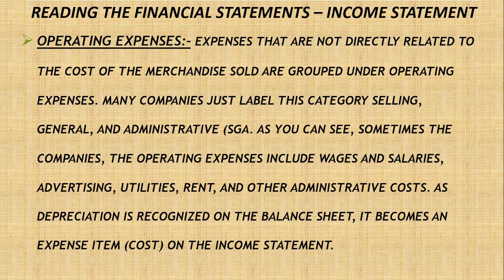Operating expenses. Expenses that are not directly related to the cost of the merchandise sold are grouped under operating expenses. Many companies just label this category selling, general and administrative, that's simply SG&A. As you can see, sometimes the operating expenses include wages and salaries, advertising, utilities, rents, and other administrative costs. As depreciation is recognized on the balance sheet, it becomes an expense item that's a cost on the income statement.